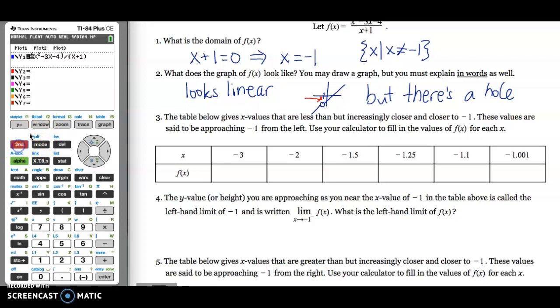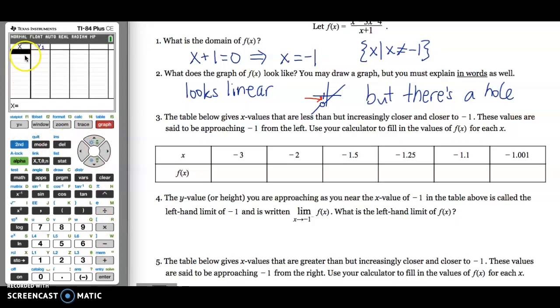We're going to hit second, and then table set is right here. From here you can go to your independent variable, those are your x values, and tell your calculator, I don't want you to create those for me, I want to ask you for specific x values. Once that's selected, you can go to your table. Now we can tell our calculator which x values we want to look at. We can plug in -3, and that function would give me a -7 out. I can plug in a -2. I could plug in a -1.5.